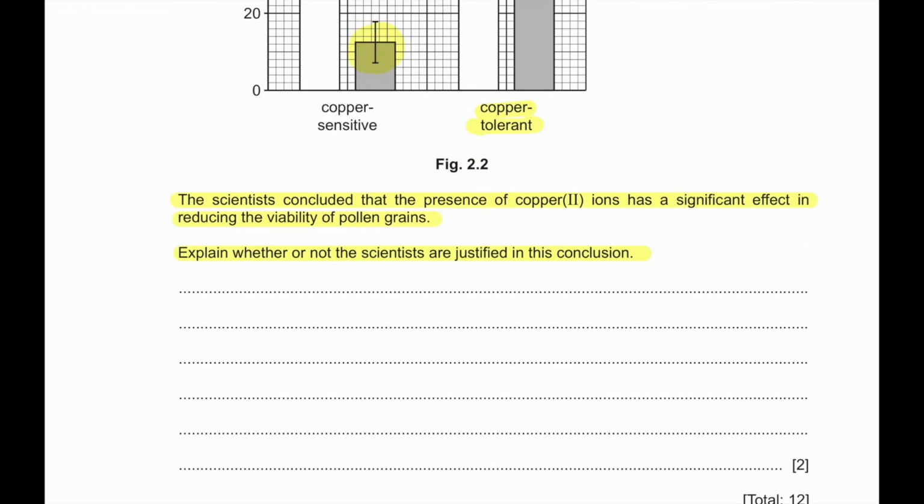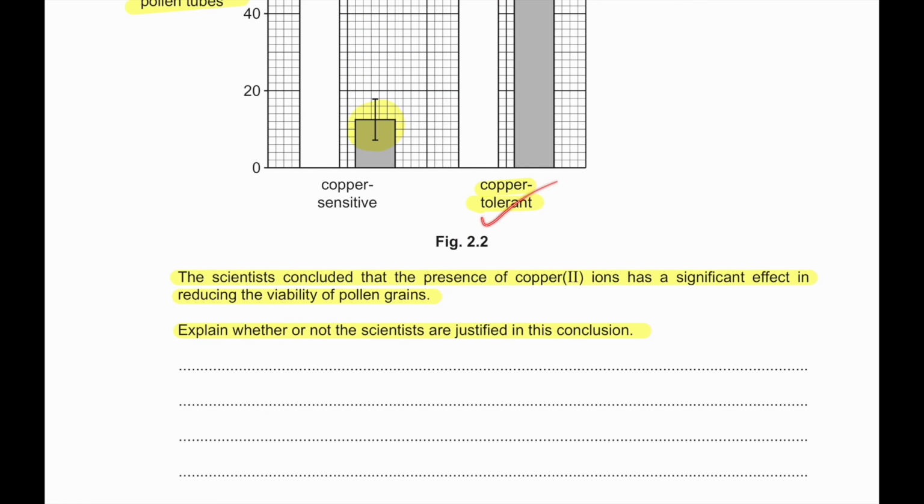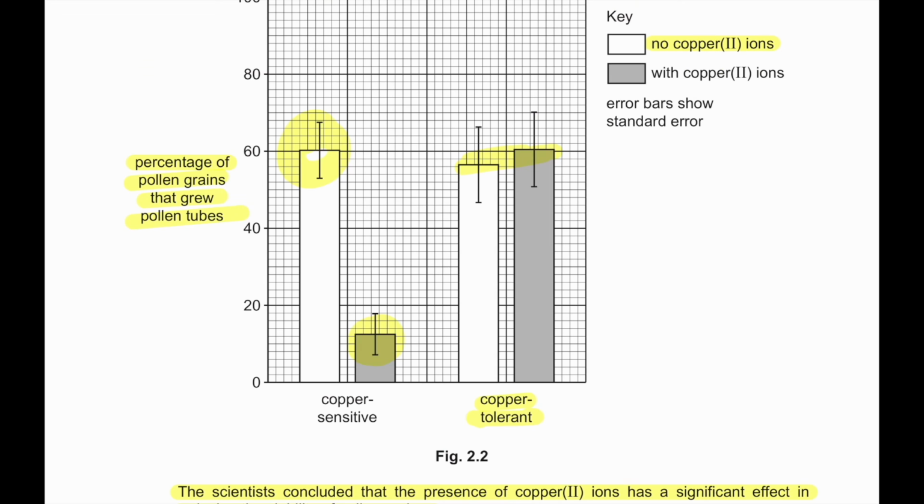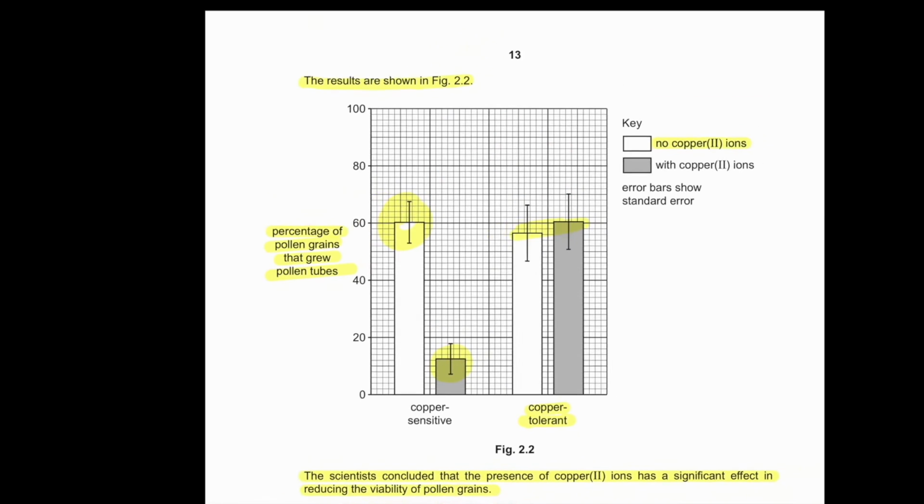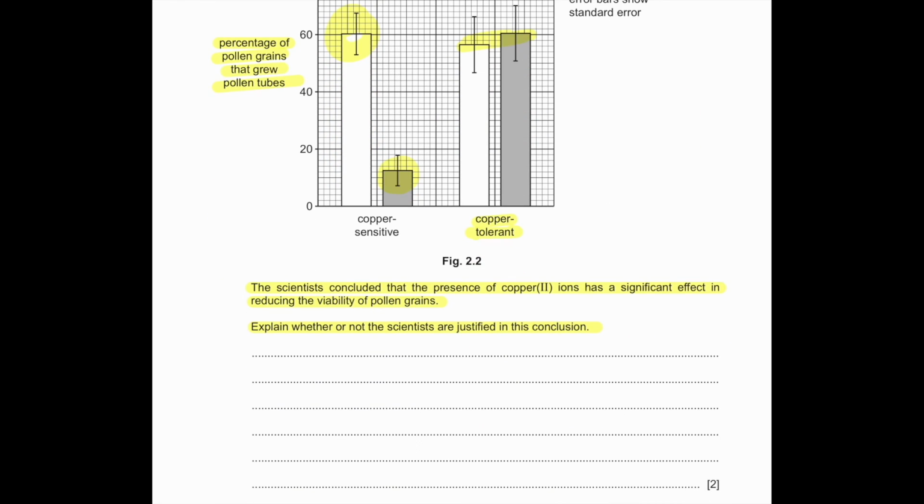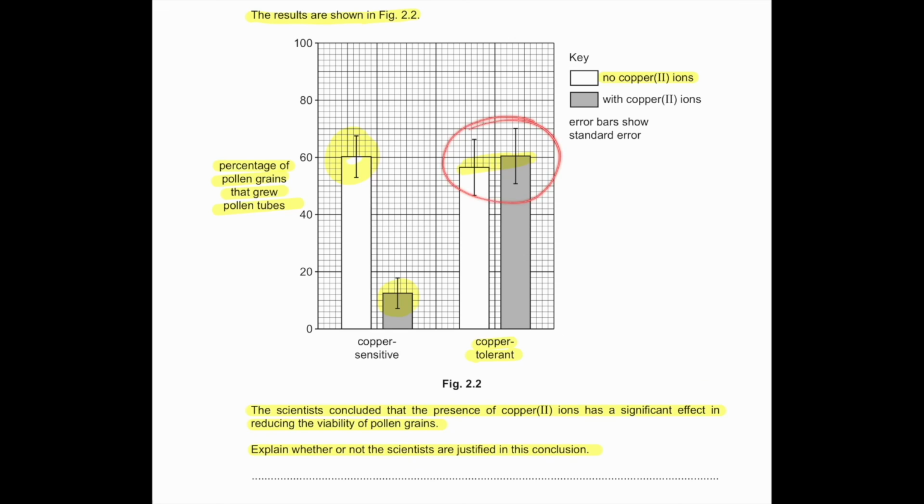Well, we can see that in the copper tolerant plant, there is no significant difference because the CI overlaps. All right. The error bars overlap. The standard error bars, we can see there is an overlap. However, with copper sensitive plant, yes, there is a significant difference.